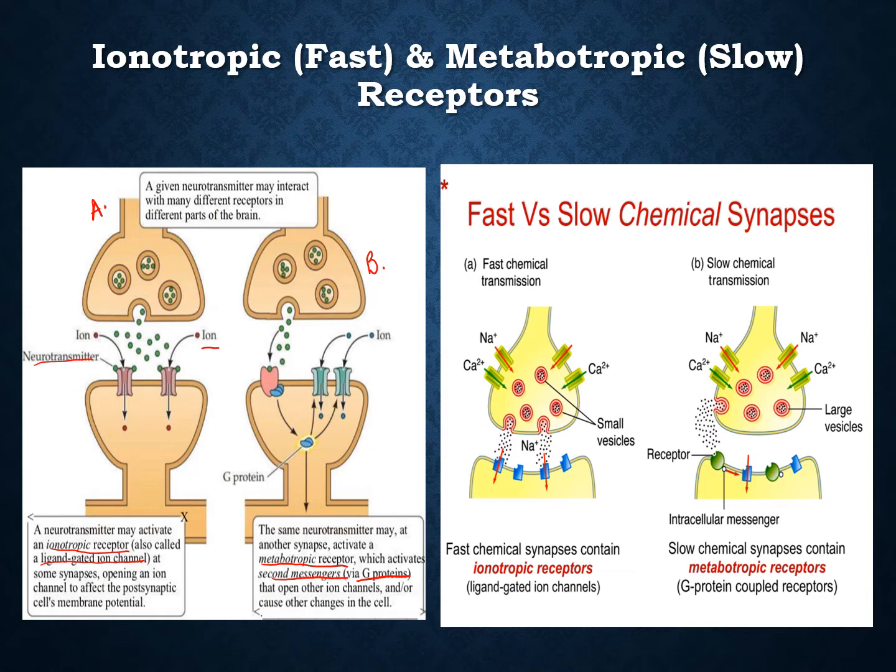So, in the right hand side diagram, we are coming to the fast versus slow chemical synapses. So, what is fast chemical transmission? Fast chemical transmission takes place in the ionotropic receptors, shown in the diagram. And slow chemical transmission takes place within the metabotropic receptors with the help of the G protein.